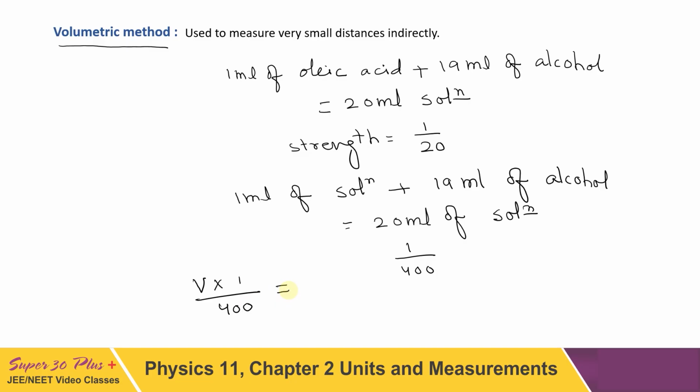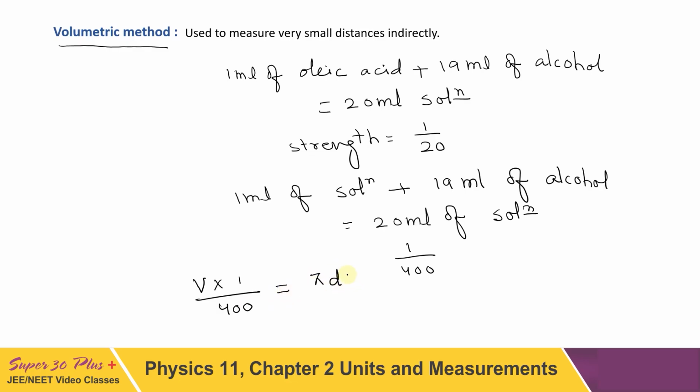Now what do we do? We pour this V ml of solution on a water surface. First, lycopodium powder is spread on the surface. Lycopodium powder is the same powder we use for carom board. You must be familiar with this. And after pouring the solution on the water surface, it is left for some time. After that, alcohol evaporates and only oleic acid remains, and we can see a circular patch is formed.